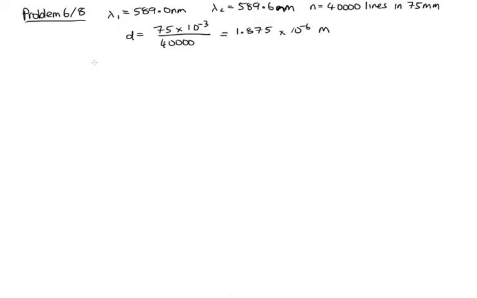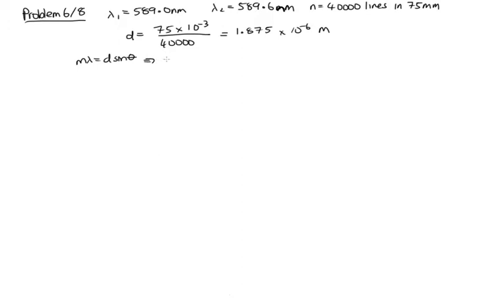So to do that, we're going to need to use our grating formula. m lambda is equal to d sine theta. But what we're actually looking for is a separation. So we actually want d theta. So there's a little mathematical trick we should use here.